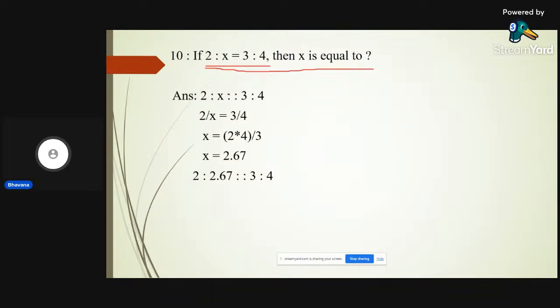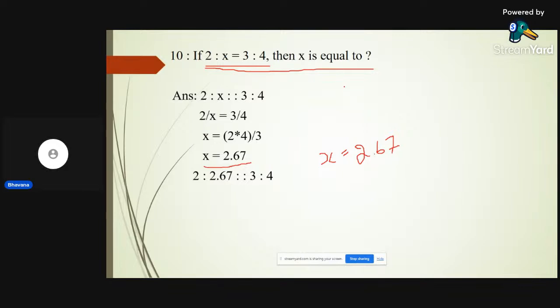So the answer is 2.67. So how? Let's see. 2 is to x means 2 by x, that should equal 3/4. Then we have to cross multiply the values and we get 2 into 4, 2 fours are 8, divided by 3. So in that case, we easily find the x value, right? So the x value is 2.67.